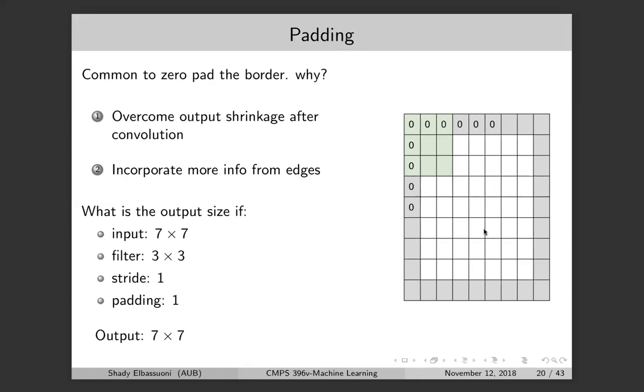So padding really helps with the shrinkage of the output, and it also helps to incorporate the information from the edge, because I get this edge once here and then once here, so at least twice. I get it twice.